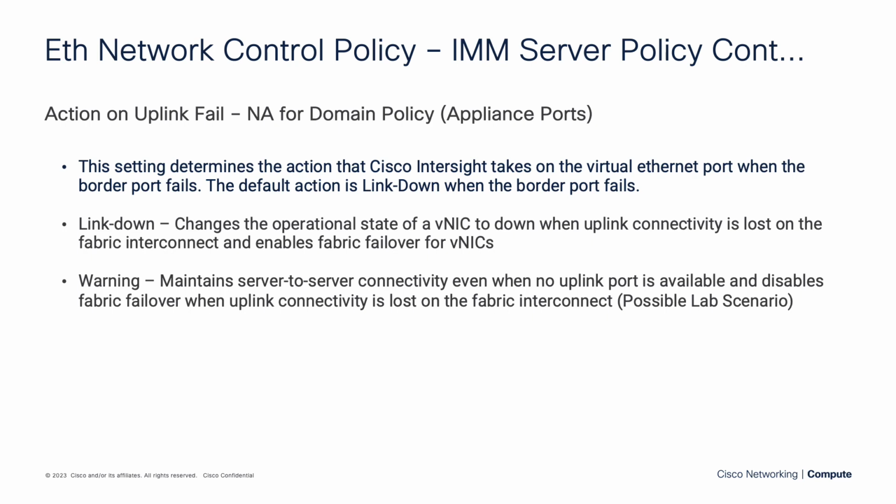Another important setting for this policy is what action you want when the uplink fails. So you've got an FI uplink, a border port goes down, the uplink goes down for any reason. What about that server VIC? Do you want that port to go down or just throw a warning? The default behavior is actually link down, and that's probably, for most cases, the desired behavior.